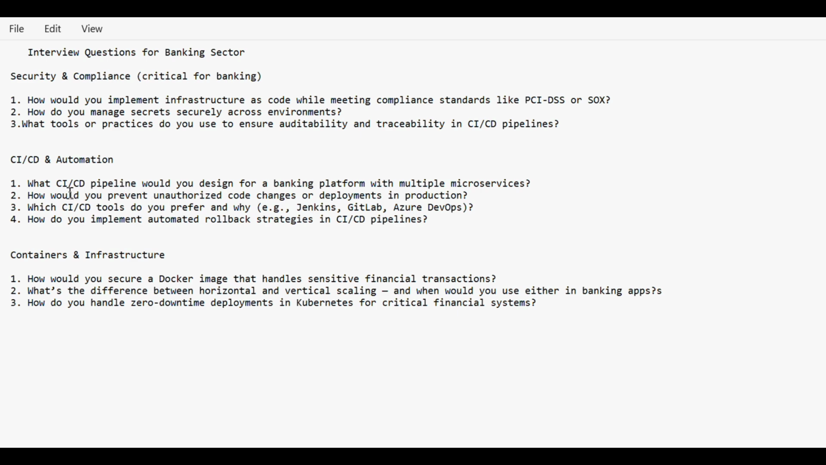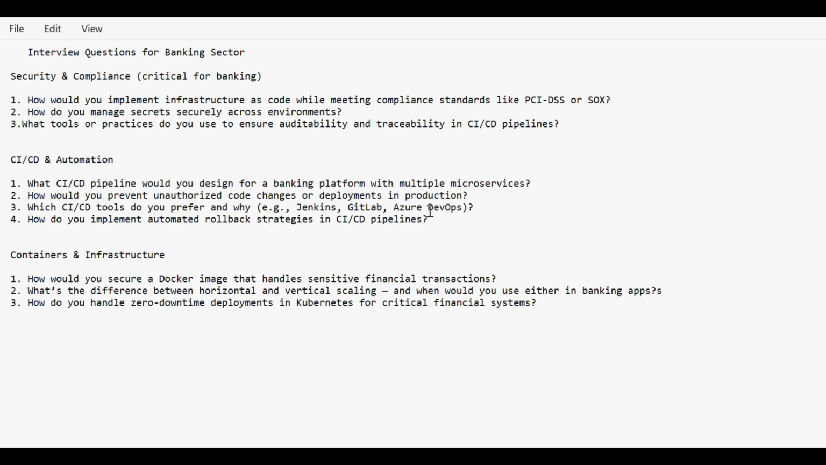In CI/CD, what pipeline would you design for a banking platform with multiple microservices? How would you prevent unauthorized code changes or deployments in production? Basically you have to mention the Git branching strategy: how you will strategize the branching, how after every test the deployment will go to production, and how you will configure the approvals and so on.